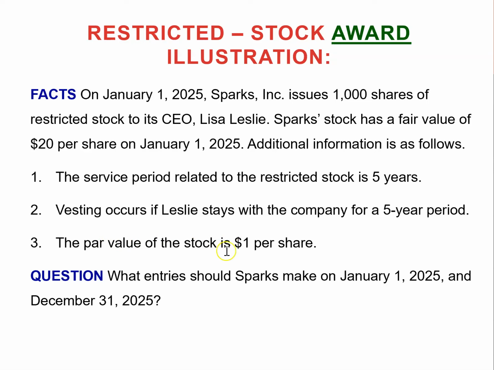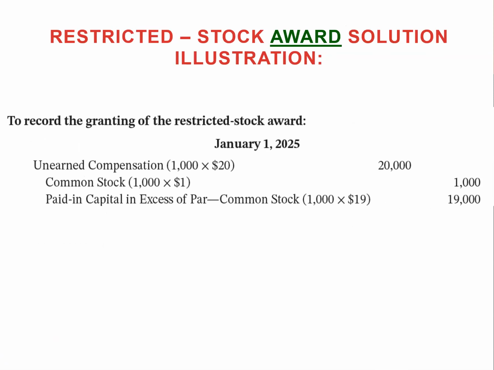The par value of the stock is $1. So the CEO, Lisa Leslie, is receiving 1,000 shares, $20 for the fair value, $1 is the par value, but the condition is that they cannot sell or transfer those shares for 5 years. Now, how will we record it?